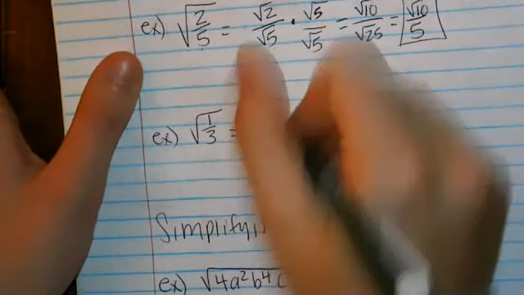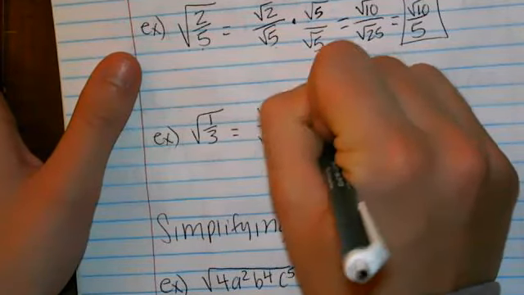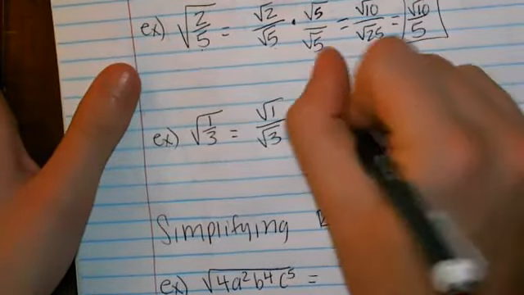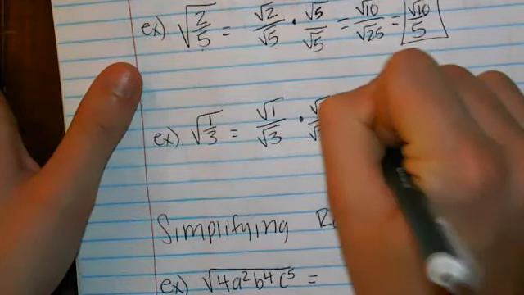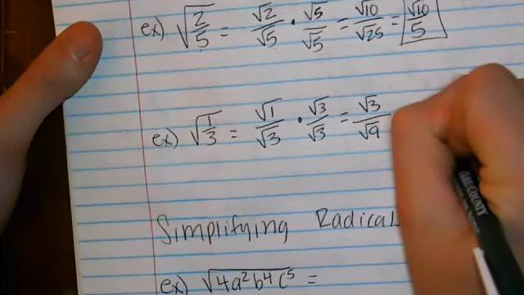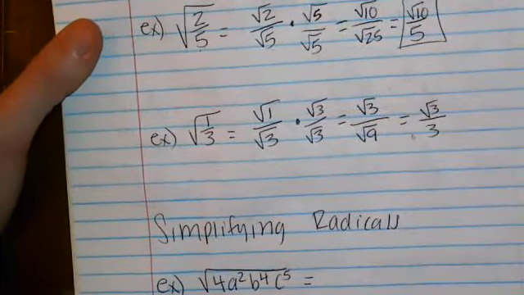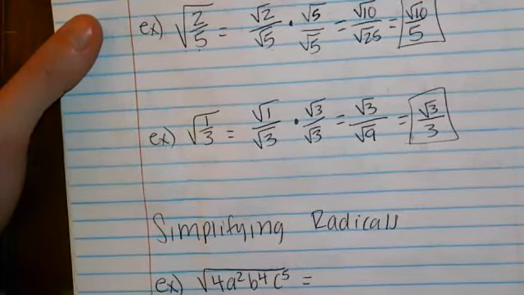Rationalize the denominator by multiplying by root 3 over root 3. This will give us the square root of 1 times 3, which is 3, over the square root of 3 times 3, which is 9. The square root of 9 is 3, so we have root 3 over 3 as our final answer.